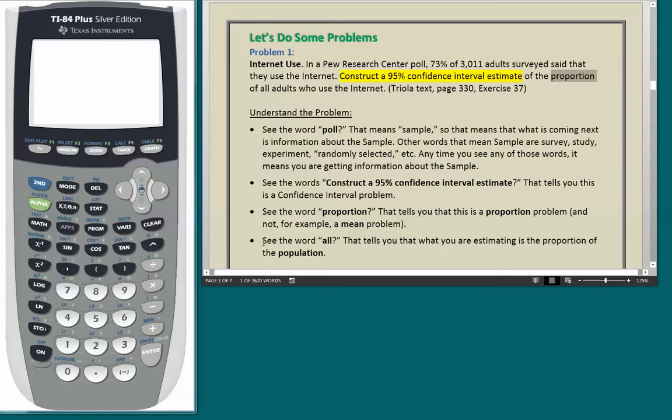And finally, this fourth bullet. You see the word all right there. That word tells you that what you are estimating is the proportion of the population. So whenever you see the word all, you can be pretty darn sure that they're talking about the population. So if we go back over this, they're giving us sample information. They're asking us to construct a confidence interval estimate, and it's an estimate of the proportion, and specifically it's an estimate of the population proportion.